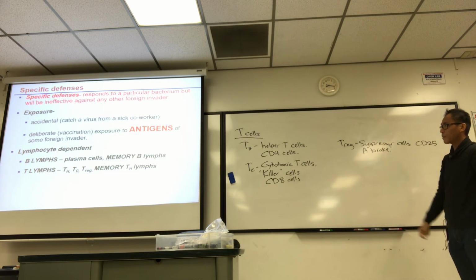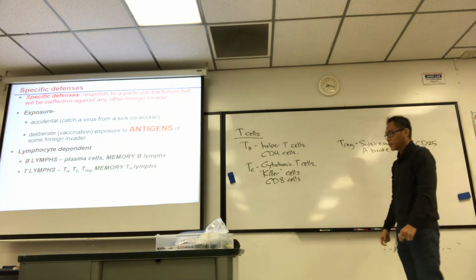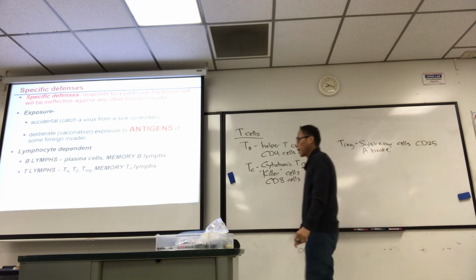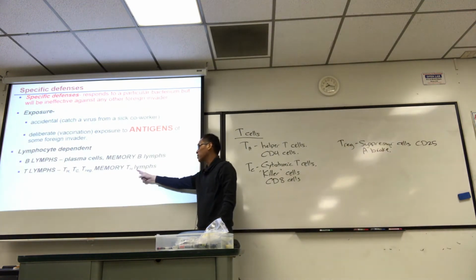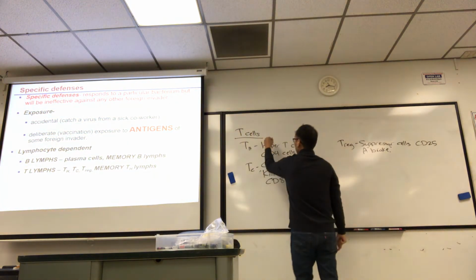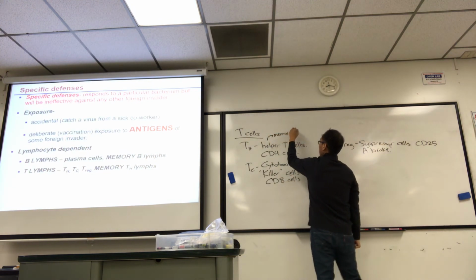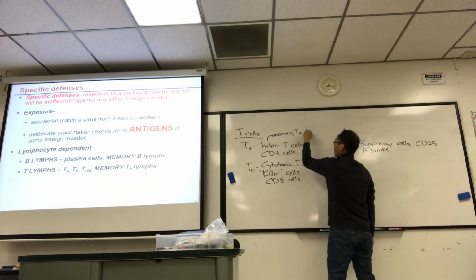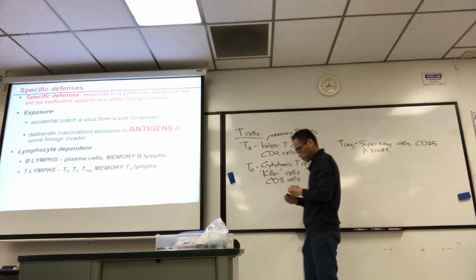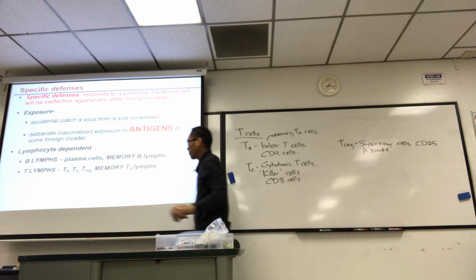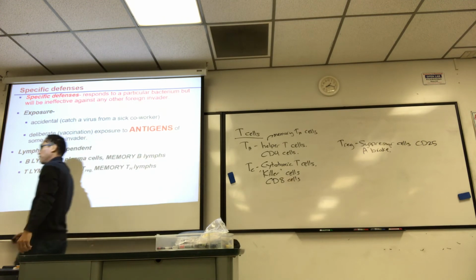Then of course you have memory cells, and the memory T lymphs that help a lot are the CD4 cells. So I'll put that. Memory T helper cells. So that's kind of an overview of all the subpopulations of the B and T cells.